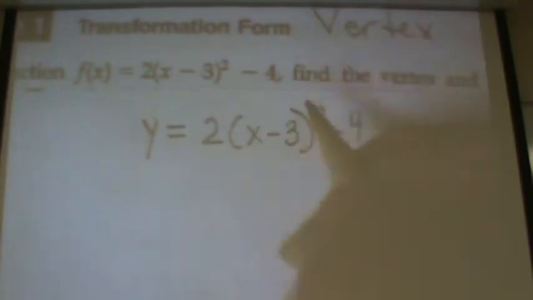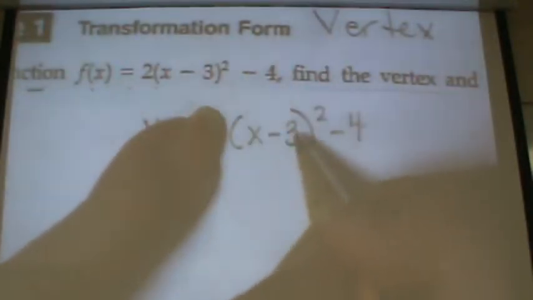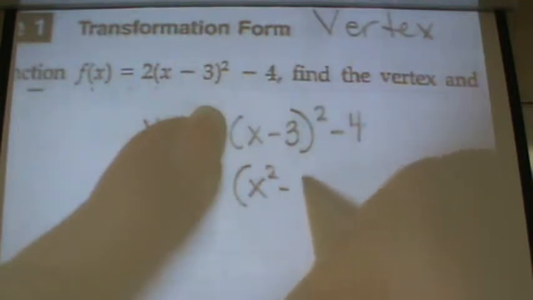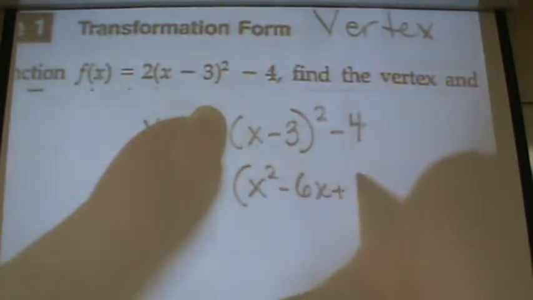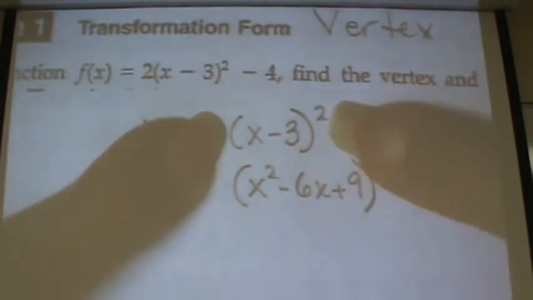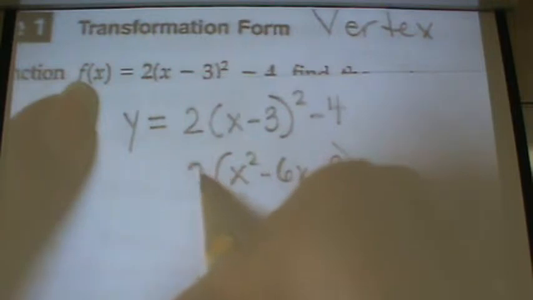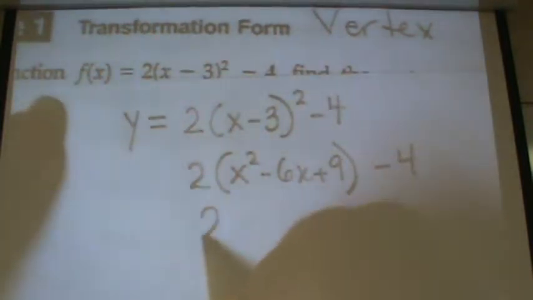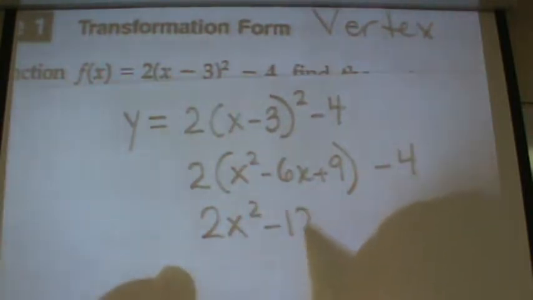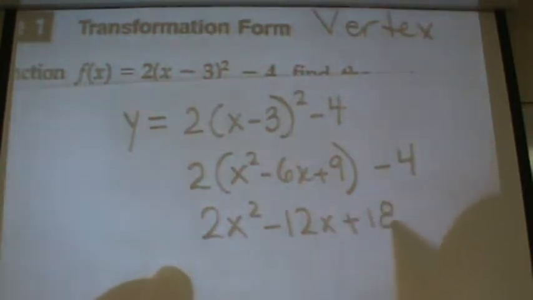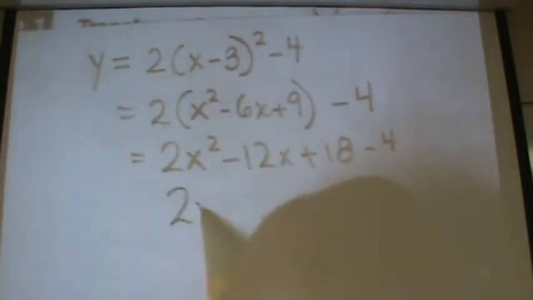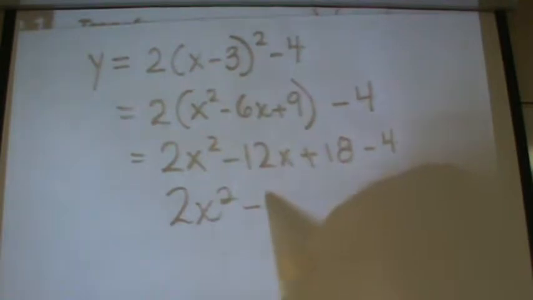Let's do that. How do you square x minus 3? You remember how to do it the fast way? x squared minus 6x plus 9. So that's what that is. You should have learned that in 9th grade, how to square that quickly. Then you're going to multiply everything by 2, so 2x squared minus 12x plus 18 minus 4. And simplify it a little bit more. Put like terms together, which are these two right here. Plus 14.